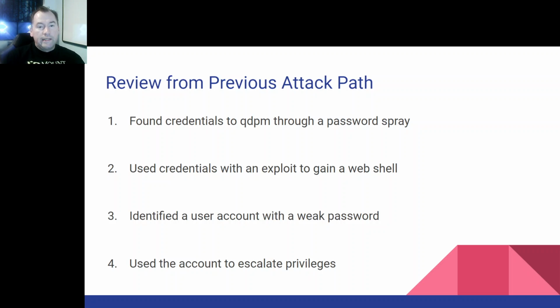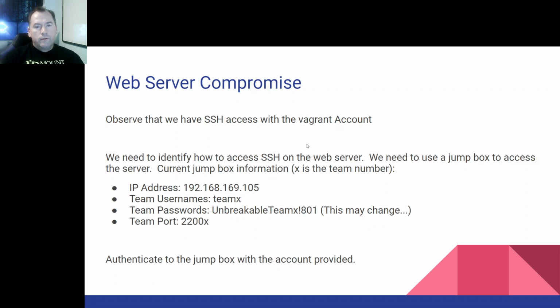We don't necessarily need root privileges, but it's good to have them. So first of all, we're going to observe that we gained SSH access through the Vagrant account in the orange attack path. First, we need to identify how to access SSH on the web server, because the web server is sitting behind a pfSense firewall in our lab.